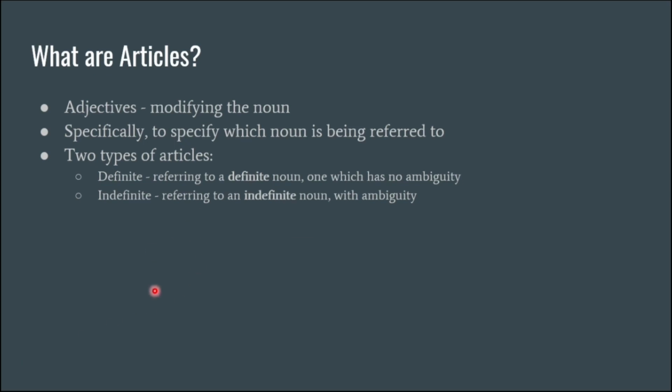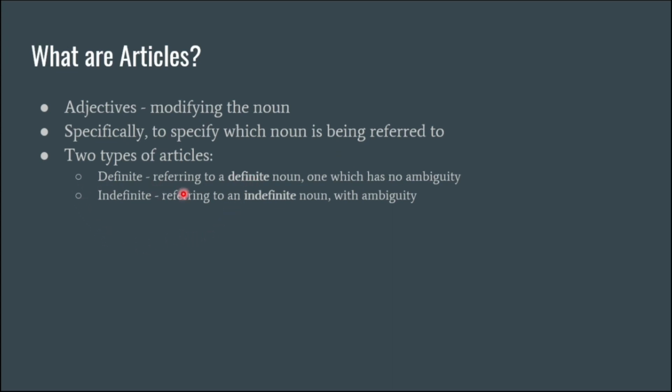Okay, so first let's cover what the articles are. They are better thought of as just specialized adjectives because they're modifying the noun. And specifically, it's just talking about what the noun that you're talking about is referring to. And so you'll see what I mean with what it's like referring to in a bit. But there are two types of articles.